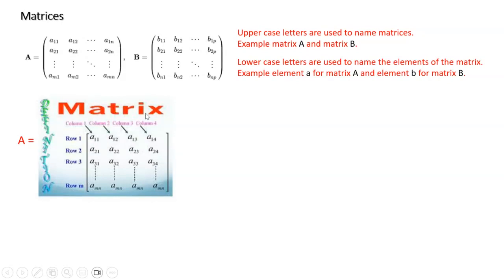Again, this is another picture of a matrix. These are the rows across, and these are the columns. And like I said earlier, this is the element. a11 means matrix A, that's why it's capital, and the lowercase letter a. The first number means the row. The second number means the column. So this is element a, first row, first column. Element a, first row, second column, and so forth.